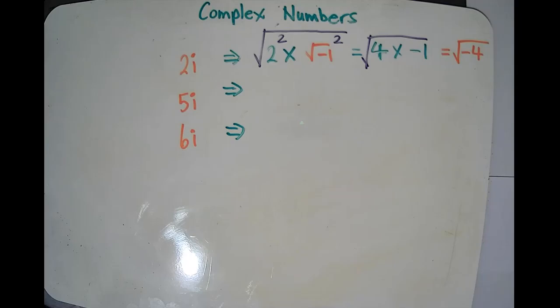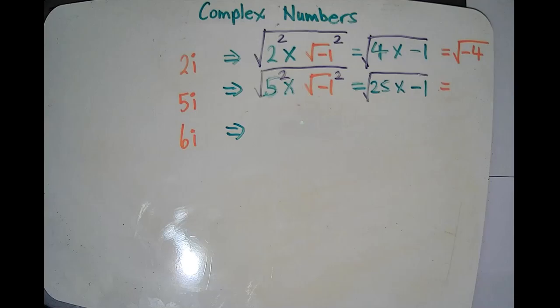Now, pause the video, see if you can do the next two, 5i and 6i. Right, so 5 times root minus 1. Don't forget to square both of them and square root. So we know that 5 squared means 5 times 5 is 25. The roots will cancel. The 2 will get minus 1. Square root sign over both those. We now get 25 times minus 1 is minus 25 with the root sign on top.